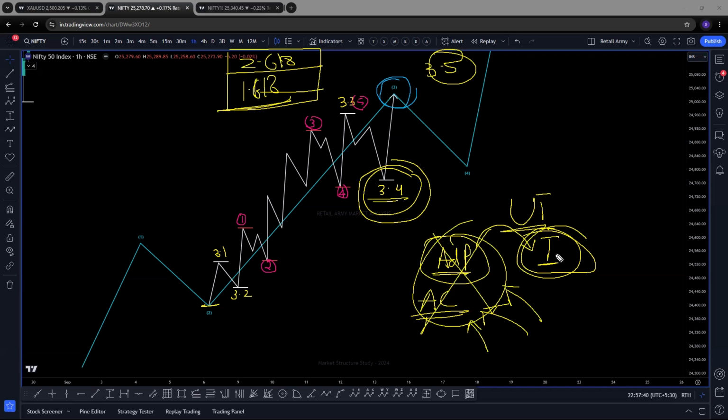I'm not a SEBI registered analyst. I am only trying to explain some concepts which I know. All right, so demo trading is even better. Right now, I hope this is very clear what I'm trying to explain here.